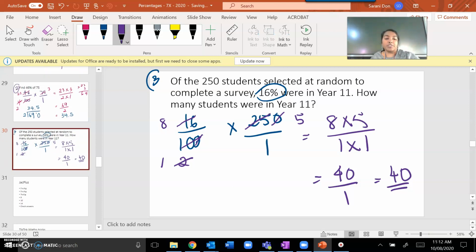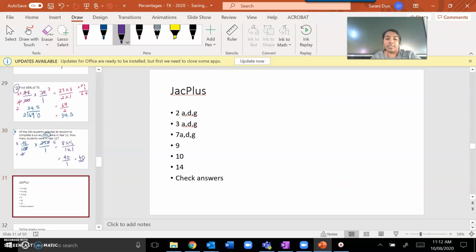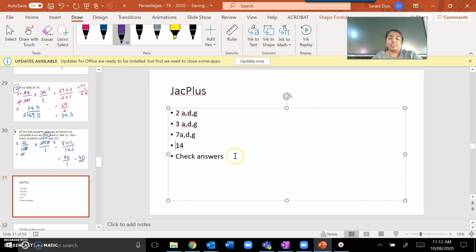Okay, what I want you guys to do next is complete these questions. What I'll do is I'll get rid of these. All right, just do question 2 ADG, 3 ADG, 7 ADG, question 14. Once you're done, check your answers and again, highlight the questions that you need further help with. And as mentioned, this is the Year 8 book. That's it. Thanks, guys.